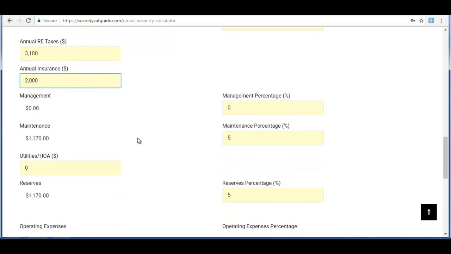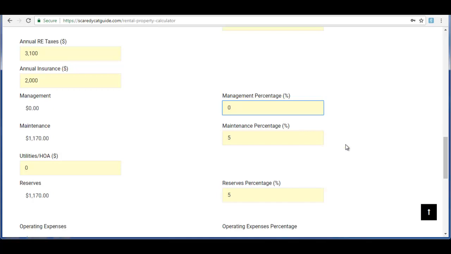So then we have management percentage. I plan on self-managing in the instance of this example, but standard management charges about 10%. If you have multiple properties, sometimes you can negotiate to 8%, but generally market rate is 10% of rents.